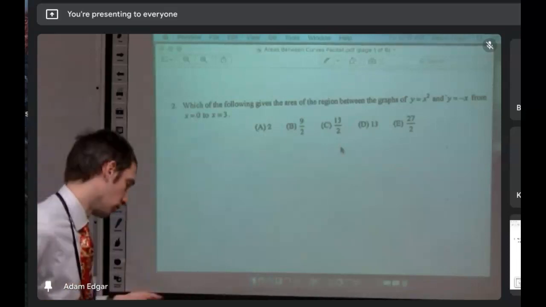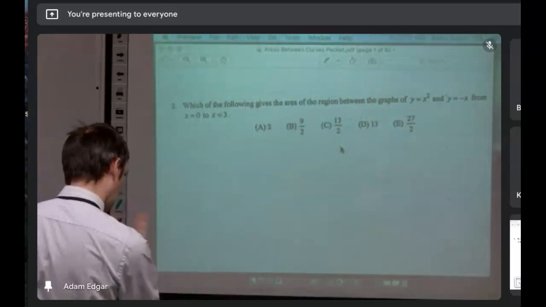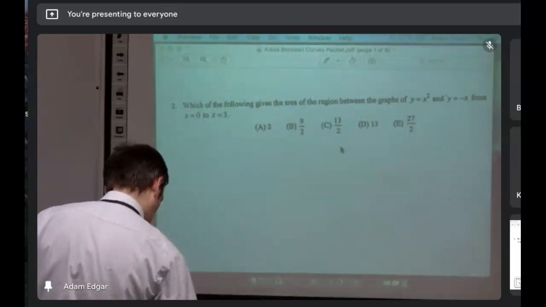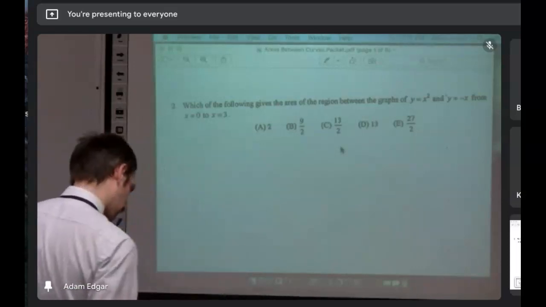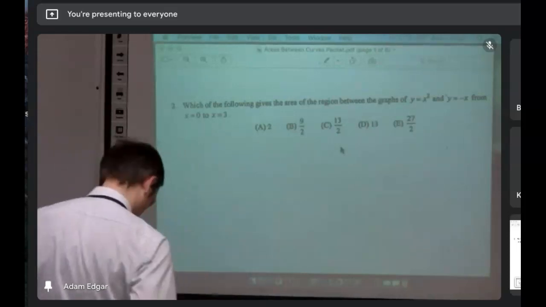Bottom minus top. So from 0 to 3 is over here. You get negative x minus x squared. It should be x squared minus negative x. No, it's over here. 0 to 3.